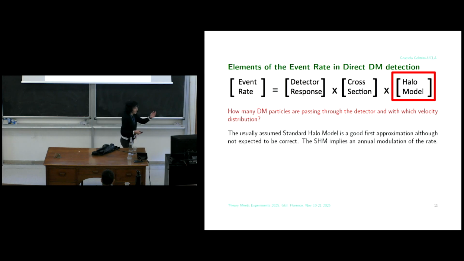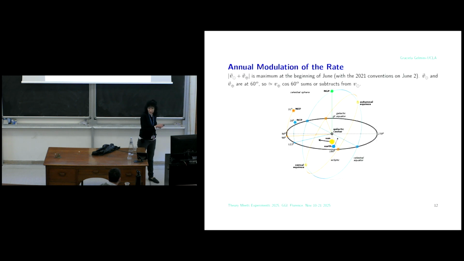And I will, if I get to talk about this, because I'm very talkative, say that we could actually infer the properties of the halo using direct detection data. This is a halo-dependent versus halo-independent data analysis. In any case, the standard halo model is a good first approximation, although one doesn't expect it to be exactly correct. And it implies an annual modulation of the rate.